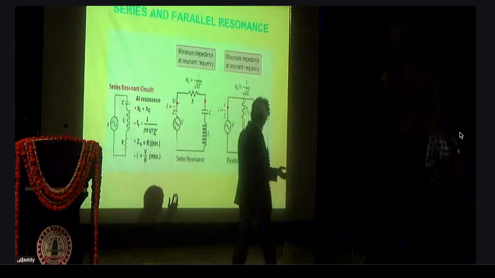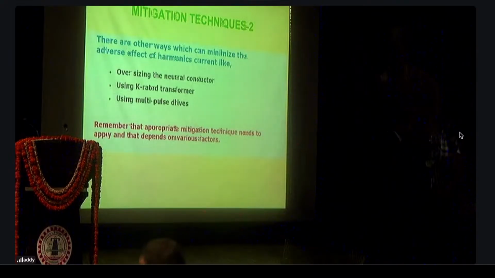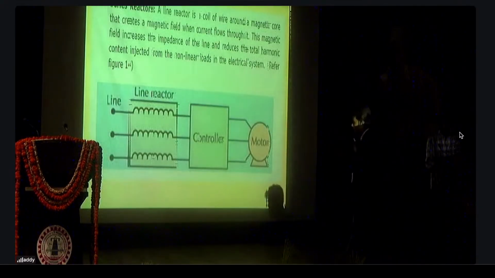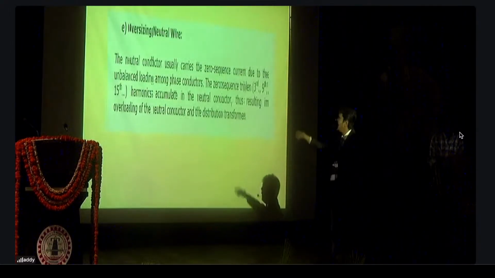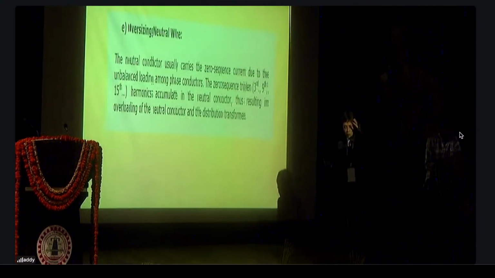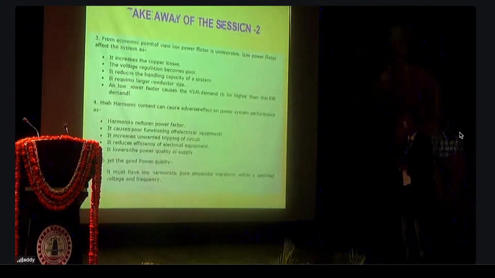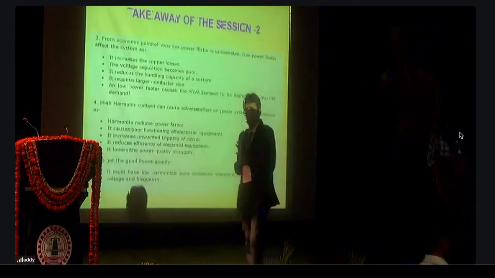Next. And these are the mitigation techniques: passive filter, active filter, capacitor bank, synchronous motors. You can use any of these, and you can increase the oversized neutral. You can go with K-type rated transformers to mitigate all these things. And finally, we have to work together to ensure the quality of power we have.